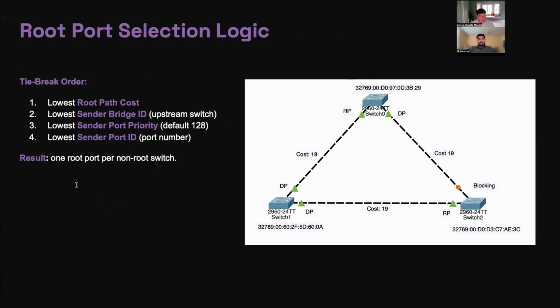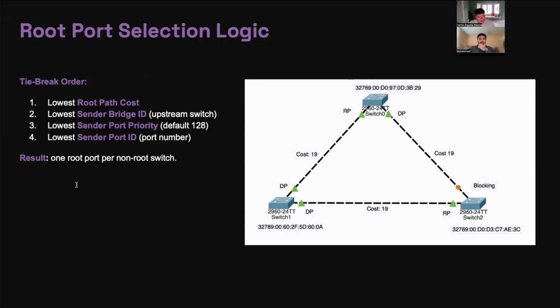So if we get into the root port selection logic, Mohammed, do you want to get us into that? Yeah, so for the root port selection logic, you use the tiebreaker order. You will look at the lowest path cost. Again, it's the same topology from the earlier page. The cost from switch 0 to switch 1, which is the root bridge, is going to be 19. And the same for switch 2 to switch 1, which is going to be 19. If we take the other way around from switch 0, through switch 2 and then switch 1, that's going to be 38, and that's not lower than 19.